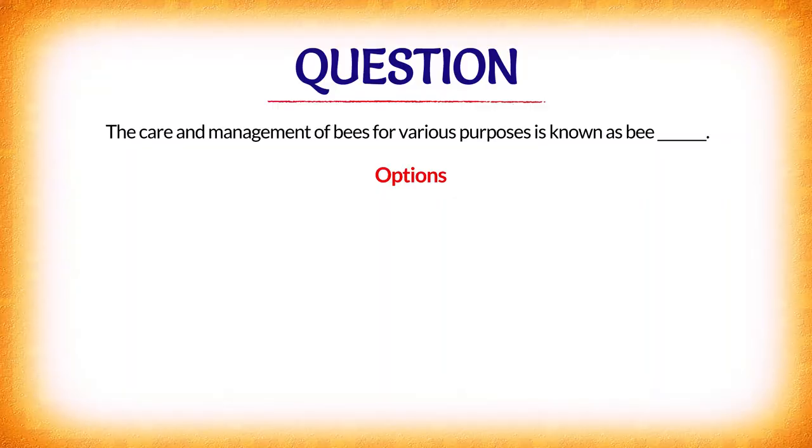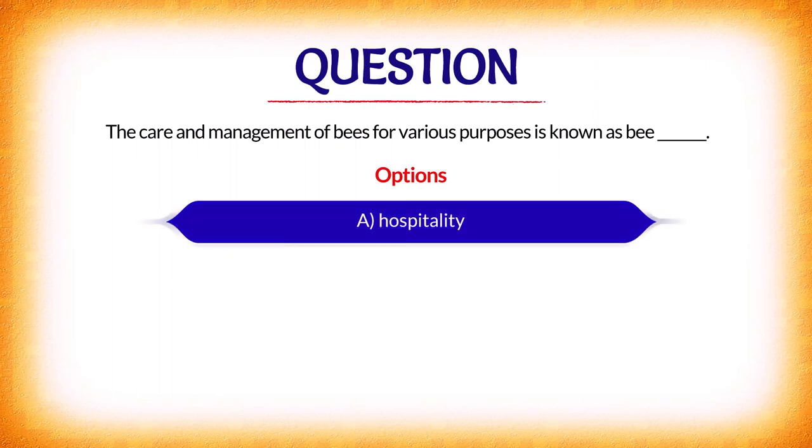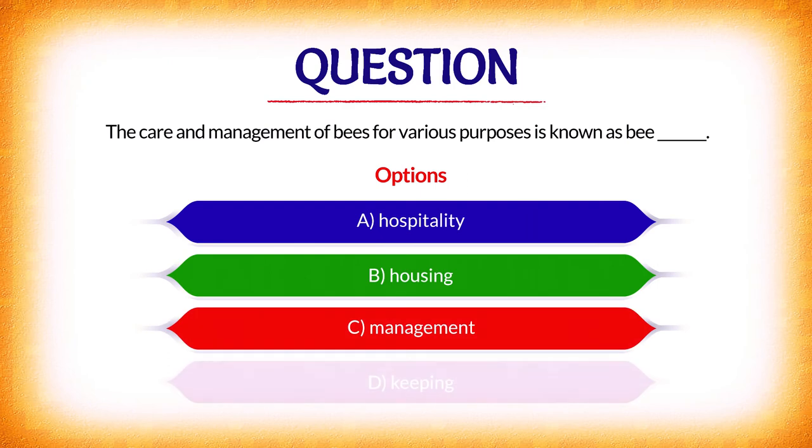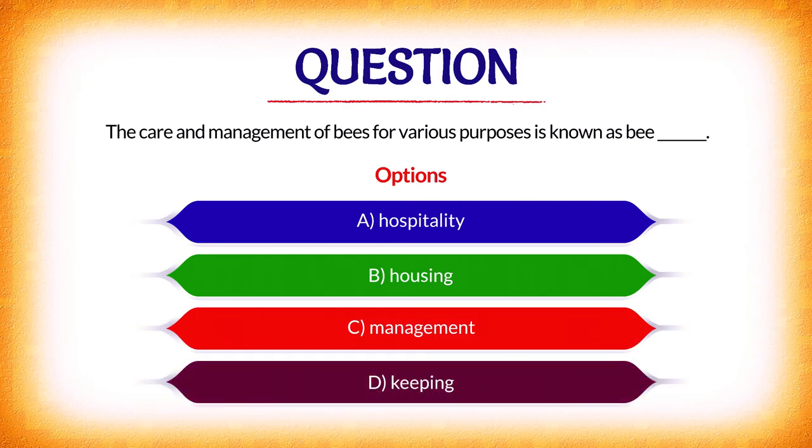Question 1. The care and management of bees for various purposes is known as beekeeping. Option A, hospitality. Option B, housing. Option C, management. Or option D, keeping. The correct answer to question number 1 is option D. The care and management of bees for various purposes is known as beekeeping.